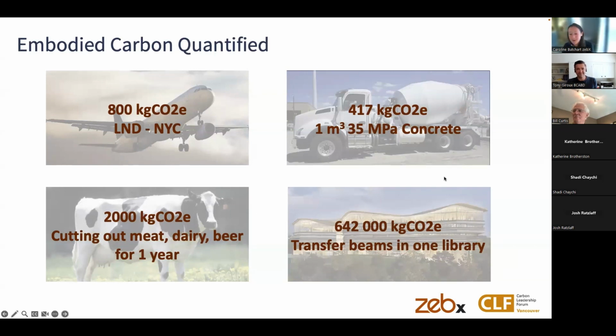And then right at the far other end of the scale, all of the transfer beams in one library: 642,000 kilograms, or 642 tons of CO2 equivalent in just one library. So this is when I really started to see the scale of impact that I could have in my professional life as compared to my personal life. You know, I stopped flying, I cut out meat and dairy, but actually I could have a much bigger impact if I focused on reducing my carbon footprint at work.